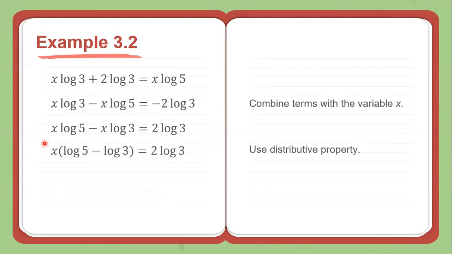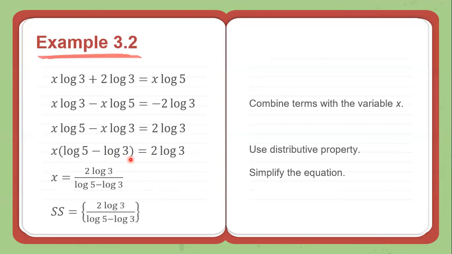Then we can distribute x. We have x times logarithm of 5 minus logarithm of 3 is equal to 2 times logarithm of 3. We can further divide both sides of the equation by this term, giving us x is equal to 2 times logarithm of 3 all over logarithm of 5 minus logarithm of 3, which is the element of our solution set.